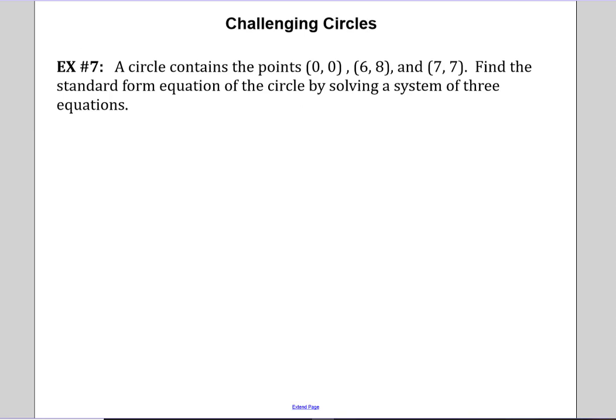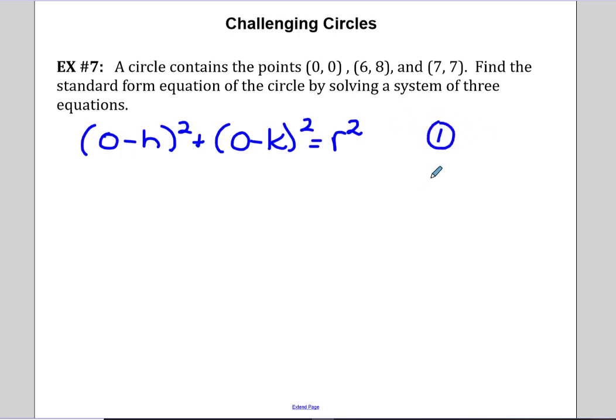Then our last example is a little more complicated. We have a circle that contains the points (0, 0), (6, 8), and (7, 7). We want to find the standard form of the equation for the circle by solving a system of 3 equations. So I'm going to use the circle formula. So (0 minus h) squared and (0 minus k) squared would be r squared for my first equation.